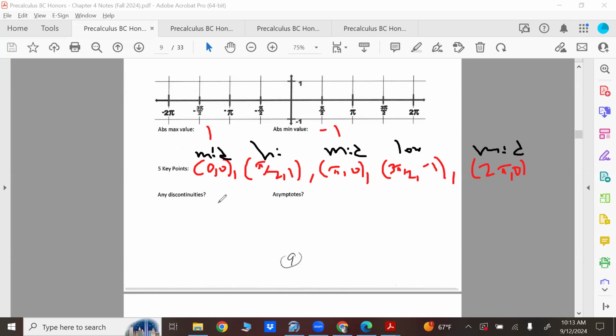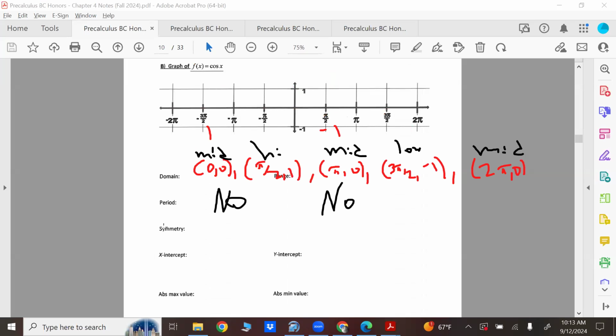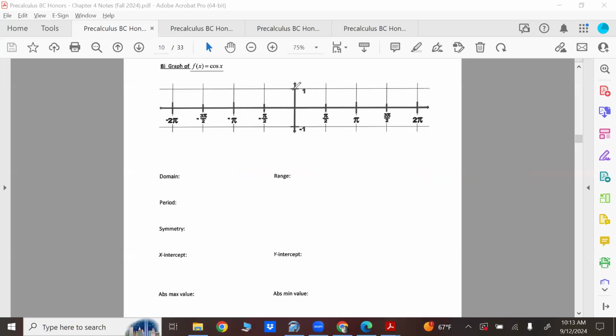Any discontinuities? Any breaks in the graph? Any asymptotes? Nope. It's a nice, clean graph. Very smooth. It's continuous. All right, so move on to cosine. Cosine looks like this, right? Starts at the peak, goes here, here, here, and so on.